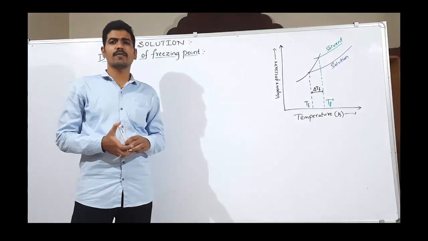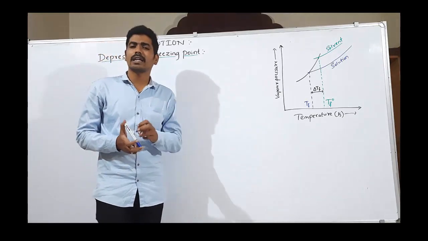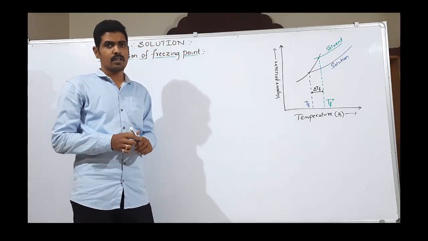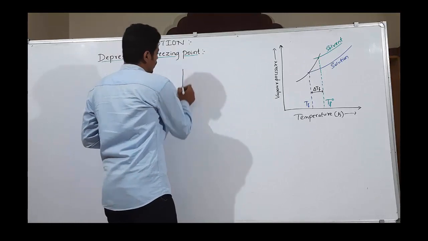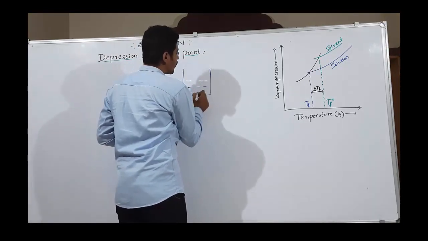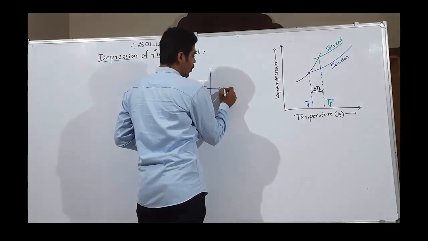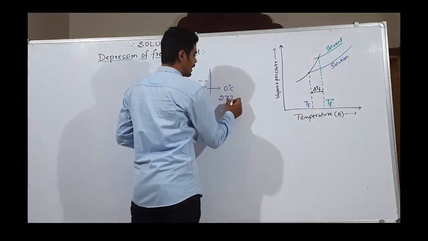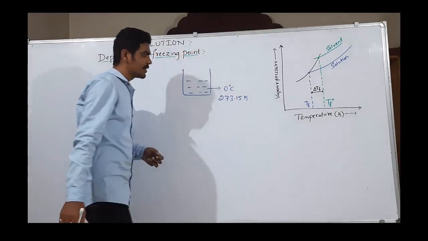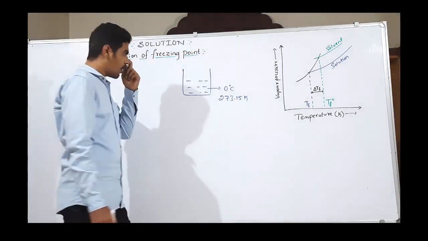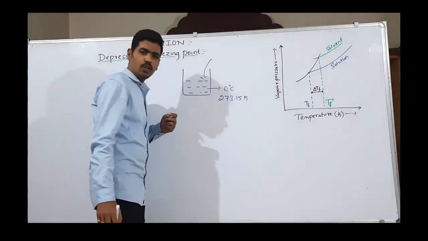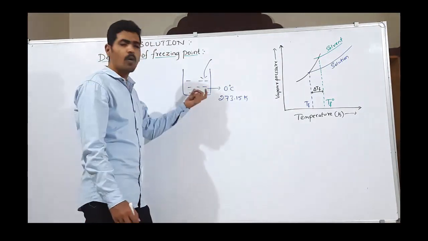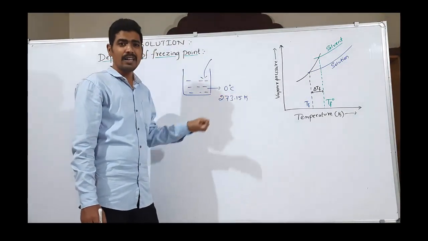So in this depression of freezing point, upon addition of non-volatile solute, what happens to the freezing point of the pure solvent? So here I have taken water as a pure solvent, and you know the freezing point of water is 0 degrees Celsius, or you can say 273.15 Kelvin. This is the freezing point of water. Now upon addition of a non-volatile solute to this solvent, that is water, what happens to the freezing point of this water? Will it increase or decrease?